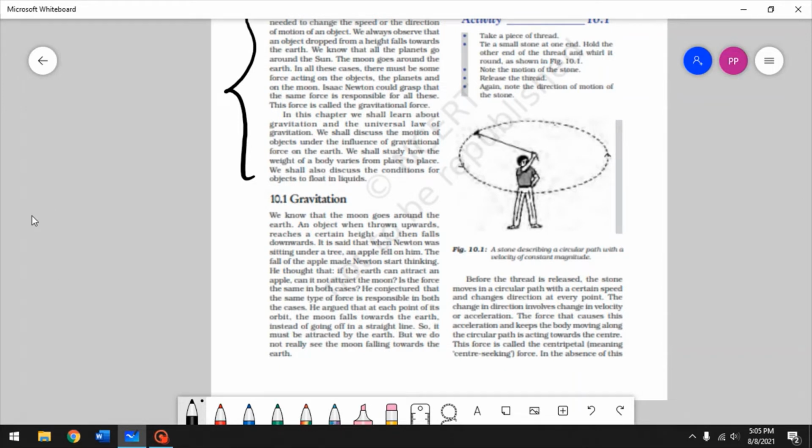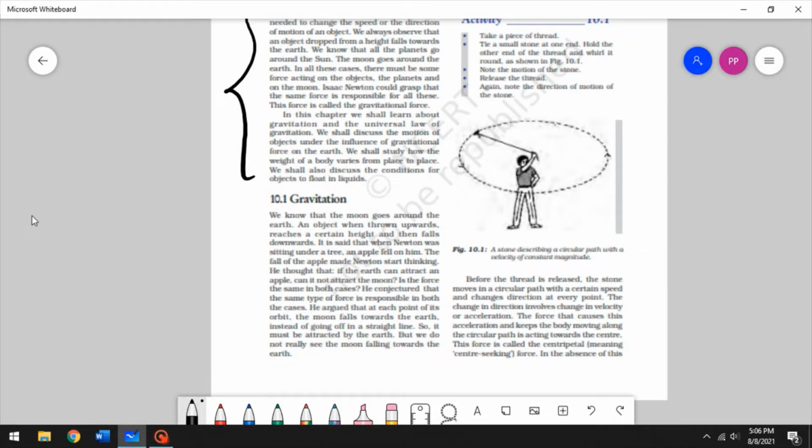So starting with gravitation. They set up this concept by giving us a statement that relates to whatever we've been seeing almost every day. The moon goes around the earth, right? We know that. And we also know that when an object is thrown upwards, it reaches a certain height before it falls down to the ground.